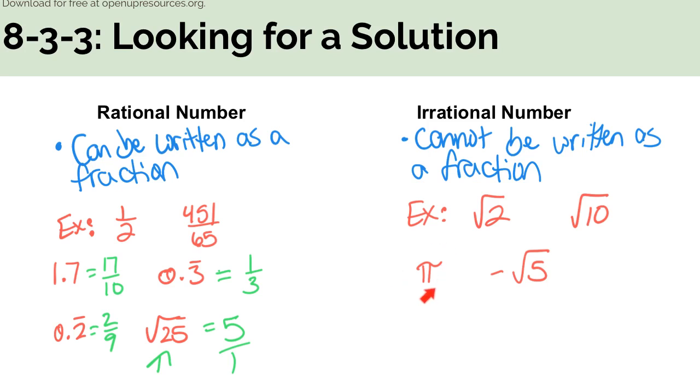So that brings us to pi. We all know that pi goes on forever without repeating, and so that is also irrational. We cannot write it as a fraction. And then lastly, I put this example because irrational numbers can also be negative. So the negative square root of 5 is irrational.